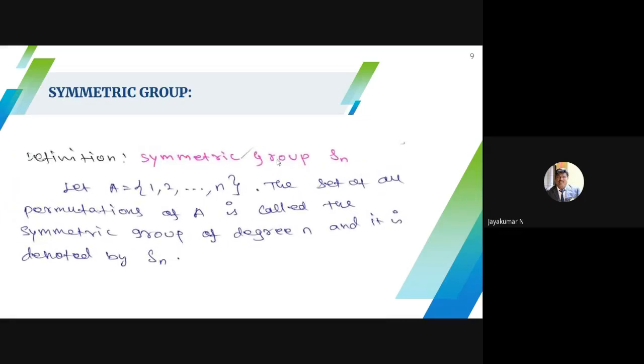Symmetric group. Permutation group originally means we have n symbols, but symmetric group means we have the numbers only 1, 2, 3 up to n. When I defined the permutation group, I wrote the example with n symbols. Symmetric group means the set with numbers 1, 2, 3 up to n. So the symmetric group is a particular case of the permutation group. The number of elements in the symmetric group is n factorial. The symmetric group is denoted by Sn, and the number of elements in Sn is n factorial.